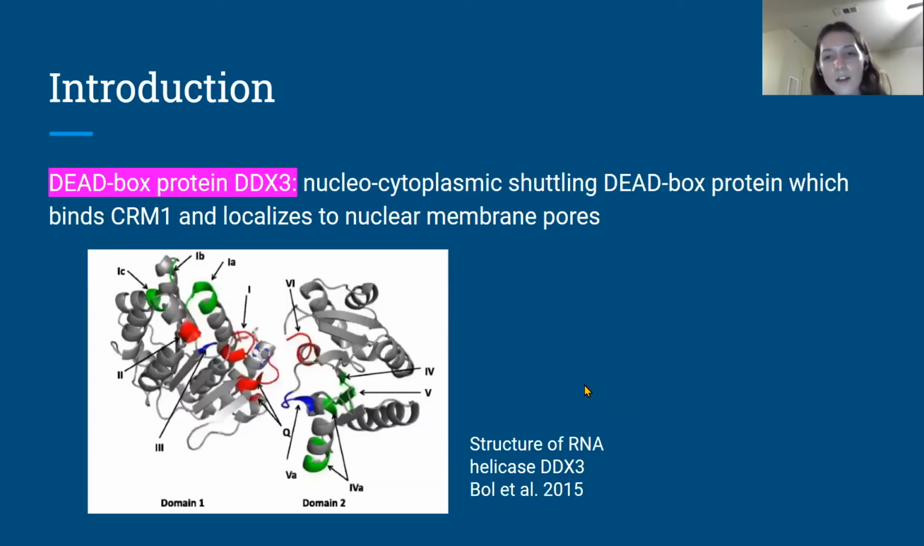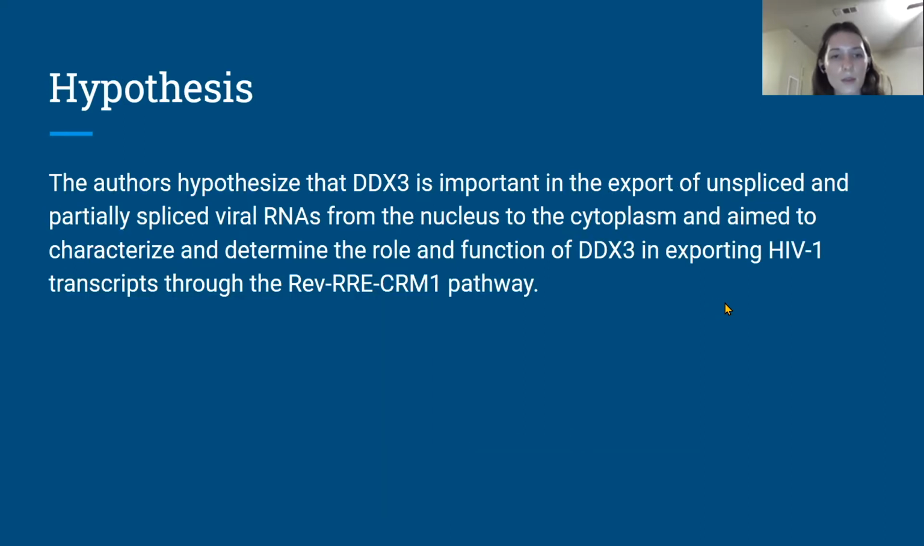DEAD box proteins are highly conserved and highly involved in mRNA metabolism, functioning in RNA-RNA and RNA-protein rearrangement. DDX3 is induced by TAT, an HIV regulatory protein, and located on the human X chromosome. However, DDX3 function inside of cells and its role in the Rev-RRE-CRM1 export pathway is unknown. The authors hypothesize that DDX3 is important to the export of unspliced and partially spliced viral RNAs from the nucleus to the cytoplasm, and aim to characterize and determine the role and function of DDX3 in exporting HIV-1 transcripts through the Rev-RRE-CRM1 pathway.